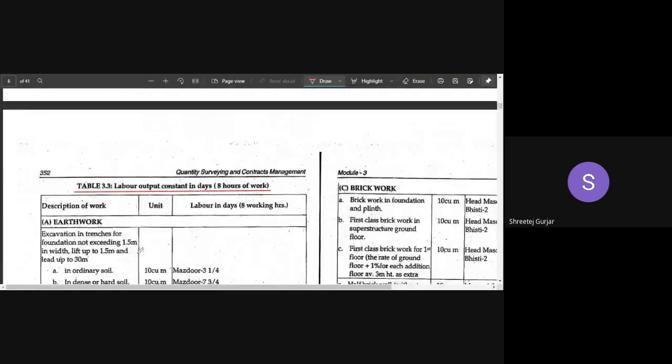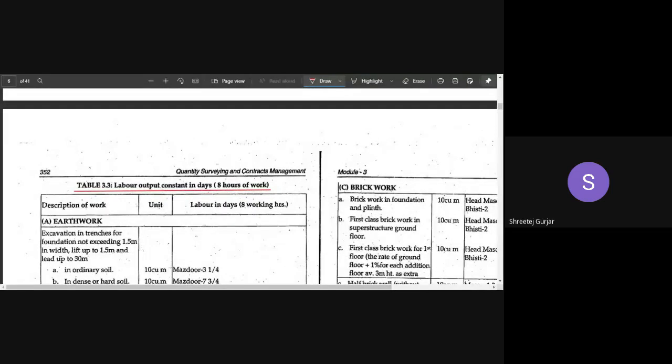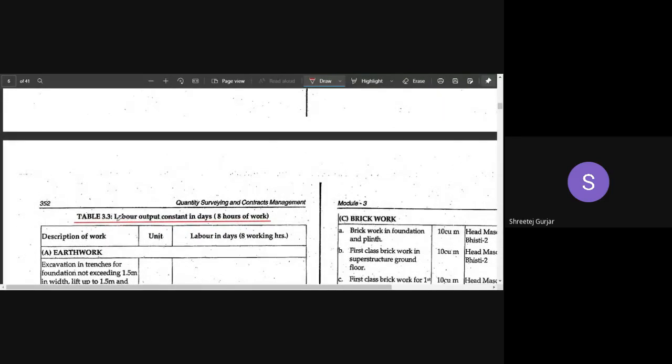So labor output and the labor working hours is usually 8 hours per day, which we consider. Is it correct, guys? Is the laborer working for 8 hours per day? One shift is considered to be 8 hours, correct? Yes or no? Yes, sir.